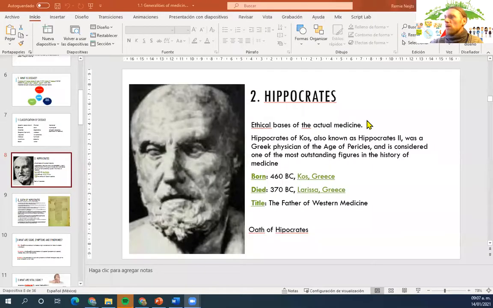Hippocrates was a Greek person who lived from around 460 BC until 370 BC in Greece, and they call him the father of Western medicine. He was called Hippocrates of Kos or Hippocrates II, and he was a physician. It was really the first time that humans started to do medicine. Think about it, it was even before Jesus Christ was born. The Greeks already did medicine, and we call him the father of medicine because he was the first person really trying to do medicine on people.